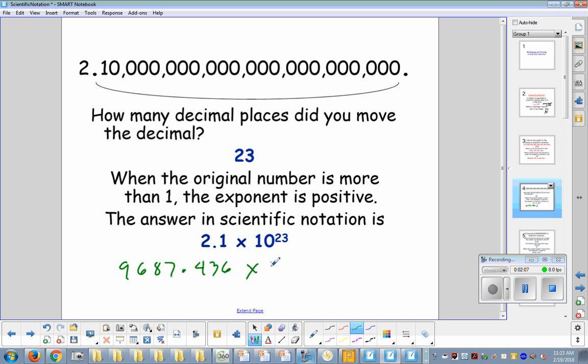9687.438 times 10 negative, no, there should be no negative. All right, let's say this is my decimal. Let's try to write this in scientific notation. So we have to move our point between 9 and 6. How many times did we move our point? 1, 2, and 3. Now the sign of your exponent here depends on your original number. Since this one is greater than 1, then it should be positive.